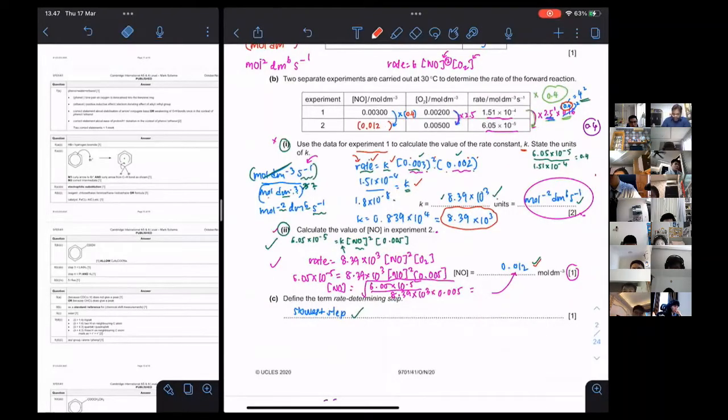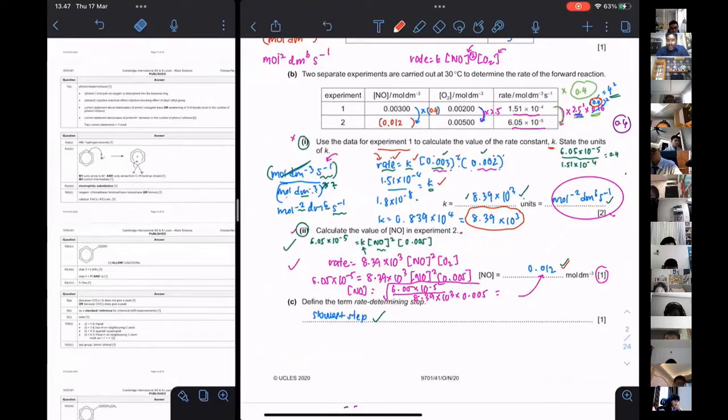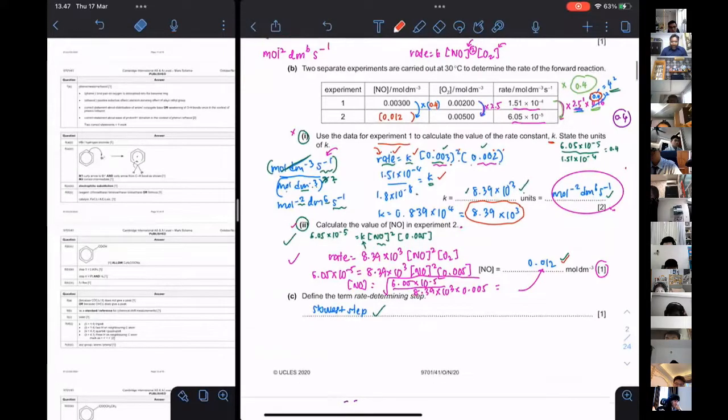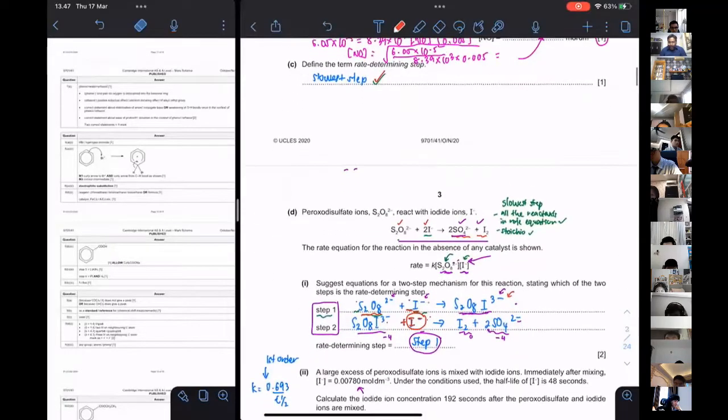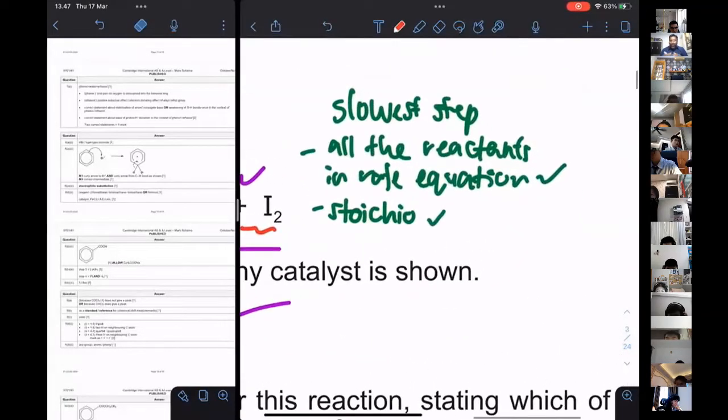Now the next part, I'll just move on. Define the rate determining step. The rate determining step is the slowest step, the slowest step in a multi-step reaction. So what is meant by slower step? This is the answer for the slower step. But what is slower step? I think a lot of students don't understand what is a slower step.